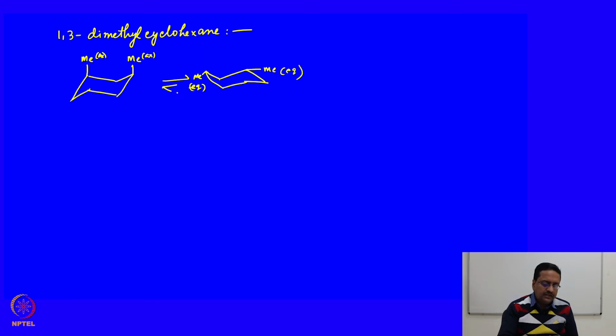I have drawn the equilibrium shifted towards di-equatorial, because when you have 2 methyl groups in the axial position, both of them will have very strong 1,3-diaxial interaction, and also the methyl and hydrogen will have diaxial interaction. So, this will be unstable, and we will always get the more stable isomer.